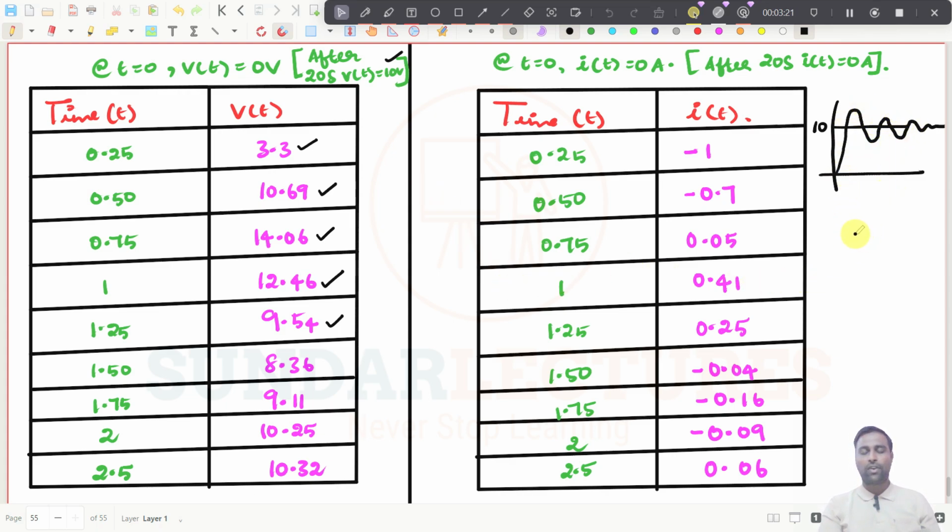If you have 1 over root LC greater than alpha, R by 2L, in the RLC series circuit, then the voltage stored in the capacitor will be oscillating for a few cycles, maybe for some time, and only then will it settle to 10 volts, flatly 10 volt after some time, like this. The other idea is very simple.